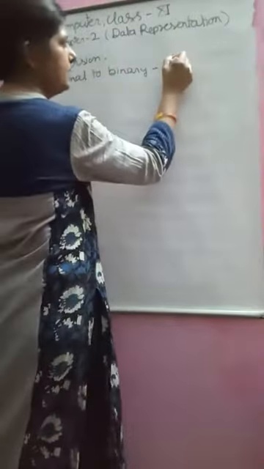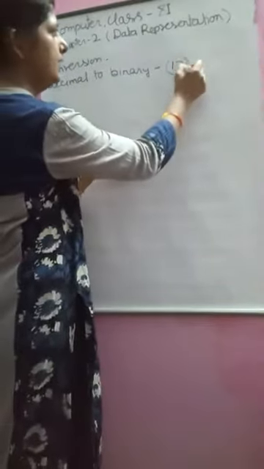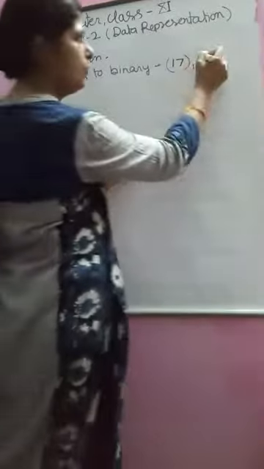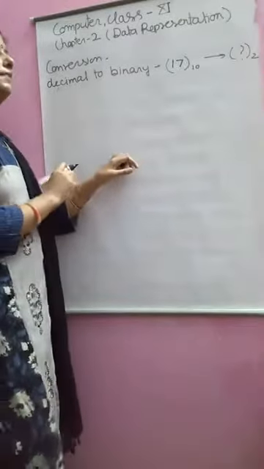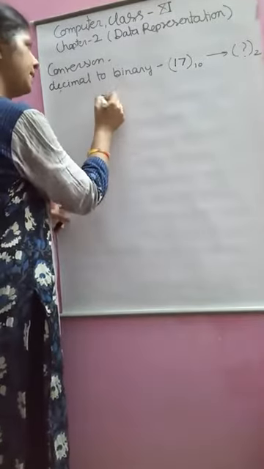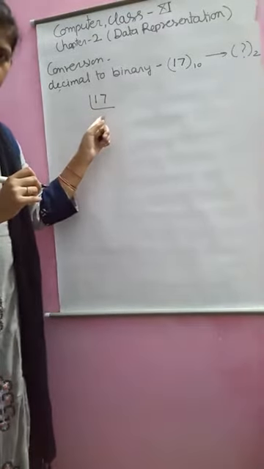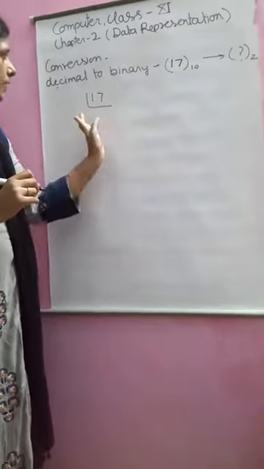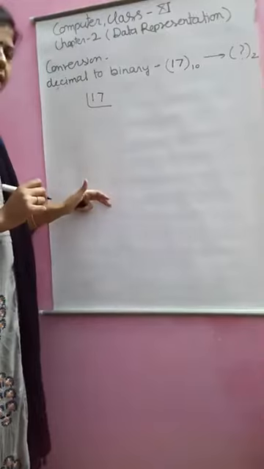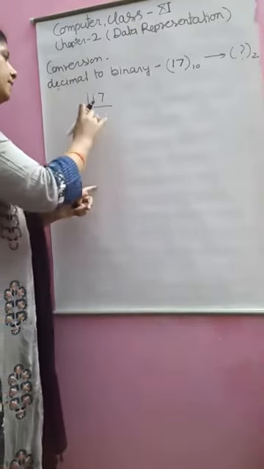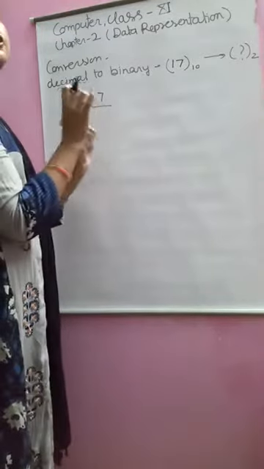Take an example, take 17. This is in the decimal number, and you have to convert it into the binary number. How can you convert? Take the number and divide it by 2. Take the remainder and continue the division until the divisor becomes 0.